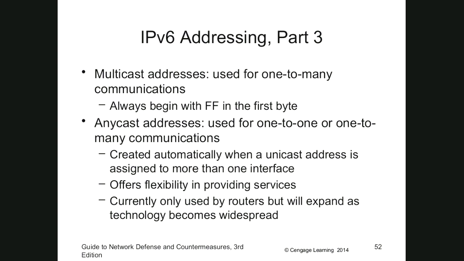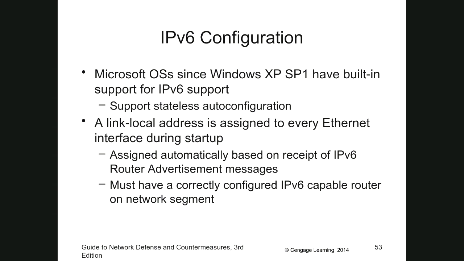So the routers, think about multicasting, and routers control the traffic, send things out, determine what data needs to go where. But as technology becomes more widespread, the ability for multicast addressing to transition to systems in cars, potentially even Internet of Things devices, will increase as well. So Microsoft's operating systems since XP Service Pack 1 have been built for IPv6 support, even though we haven't needed to use it since then on a large scale.